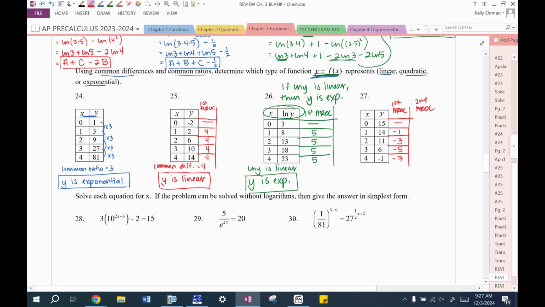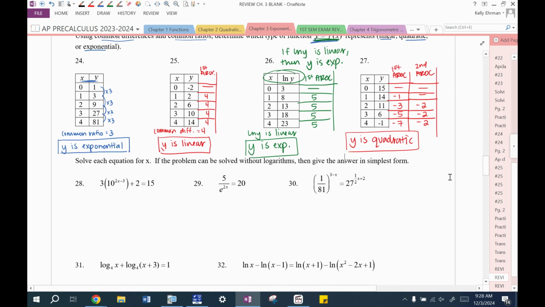It should be quadratic by process of elimination, but just to remind you of how this works, if a function is quadratic, then the second rate of change will be constant. So subtract the first rate of change. So -3 minus -1 is -2. -5 minus -3 is also -2. -7 minus -5 is also -2. So y is quadratic. And that's because the second average rate of change was constant. If it took the third rate of change to be constant, cubic, fourth, quartic, etc., etc.